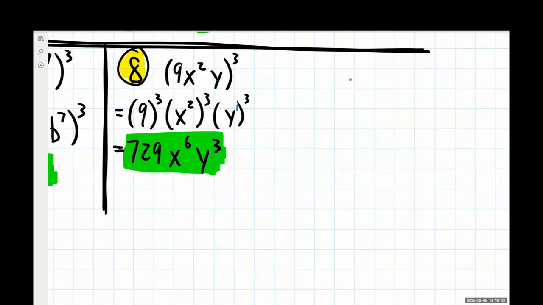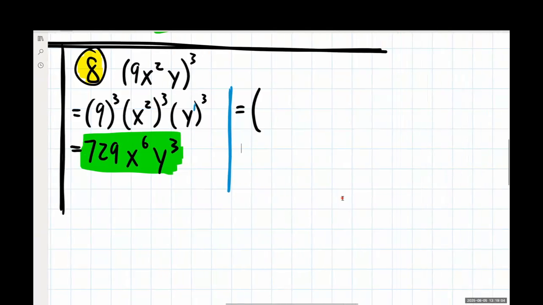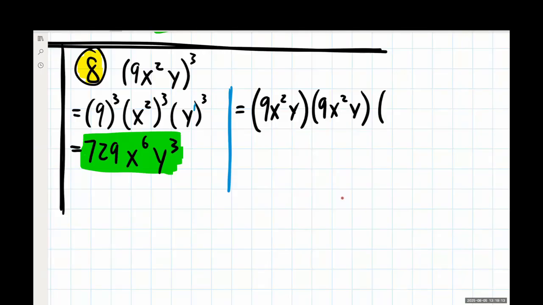Now, if you wanted to do this with an alternate route, you can expand this thing a little bit. I wouldn't recommend doing it too much, but you can expand this out and then recondense everything down. What that would look like instead is noting I have everything inside the set of parentheses raised to the third power. So everything in the parentheses is going to multiply with itself 3 times. So I get 9x squared y times 9x squared y times 9x squared y.